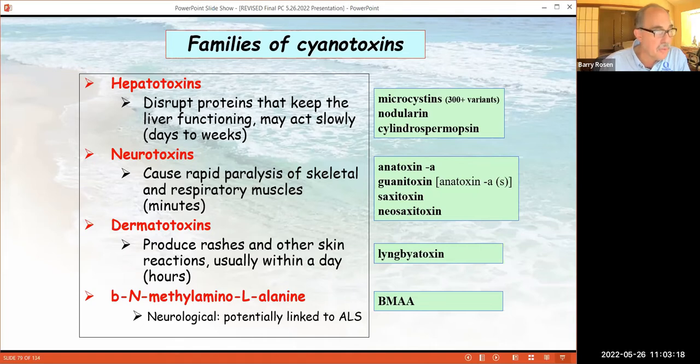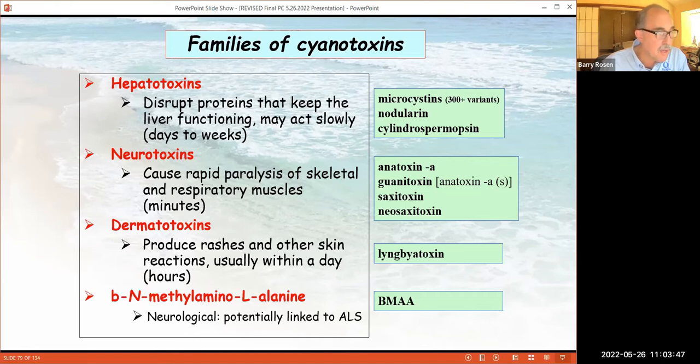They're the neurotoxins. You have anatoxin-a, you have guanitoxin, which used to be called anatoxin-a(s). You have saxitoxin and neosaxitoxin, and you might recognize those words from paralytic shellfish poisoning. It's the same compound. It's actually the same pathway that probably evolved first in the cyanobacteria, and they passed it on to the dinoflagellates.